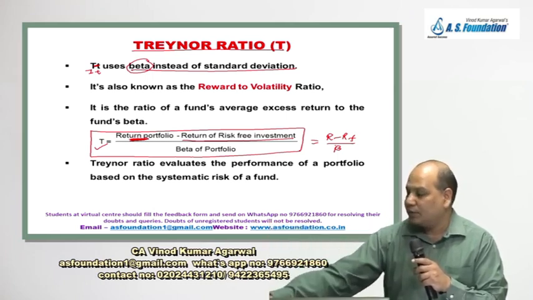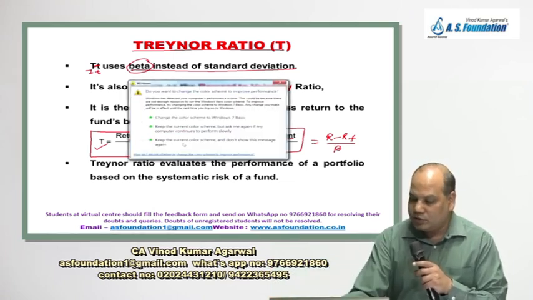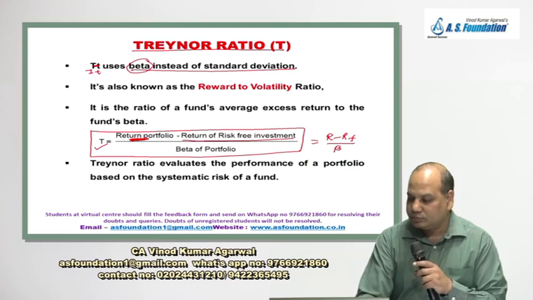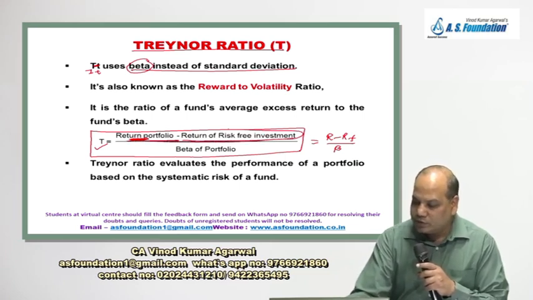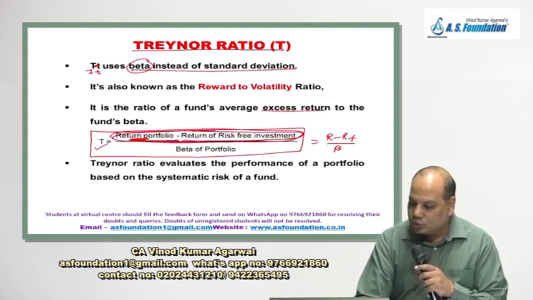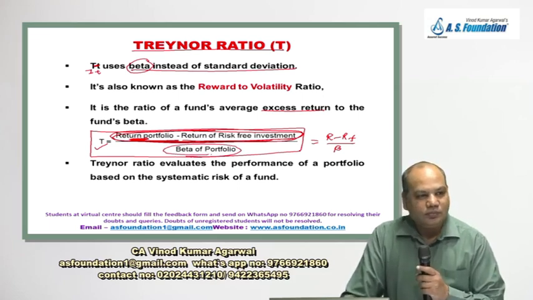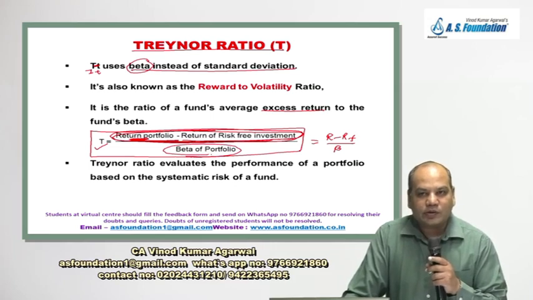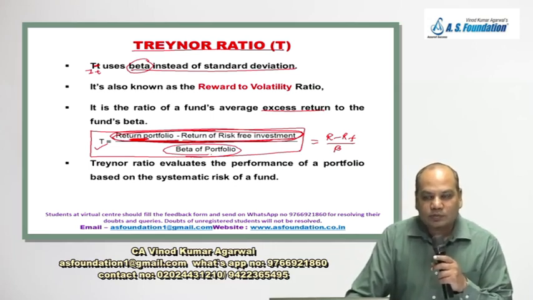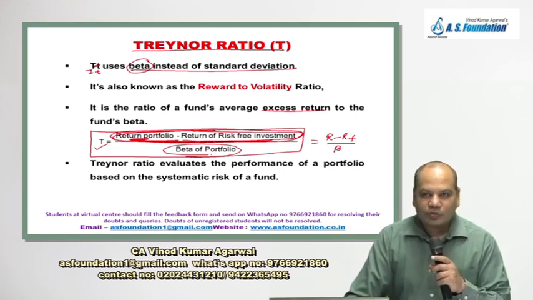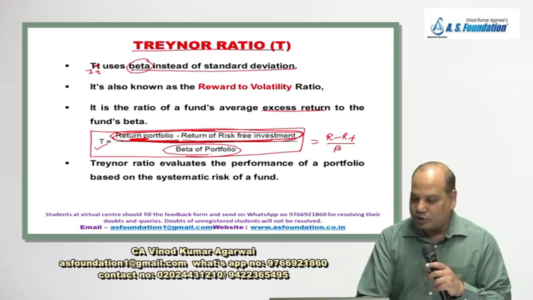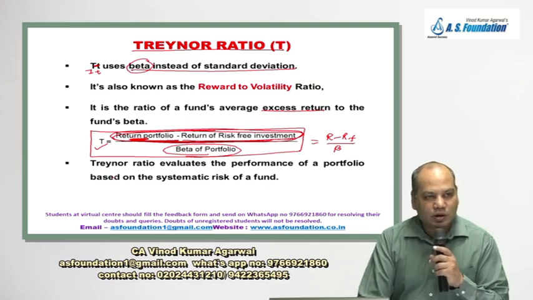Now here also the formula will tell you how much is the excess return over and above risk-free return per unit of beta. So how do you interpret this formula? Excess return over and above risk-free return per unit of beta. Is it right? So which mutual fund has performed better? The one whose Treynor ratio is higher.